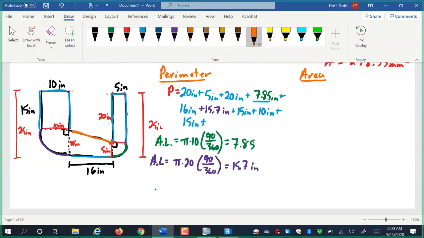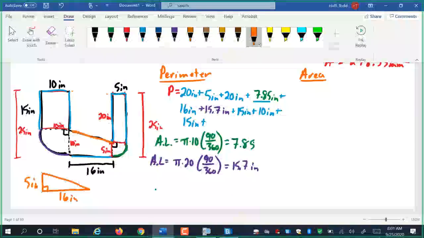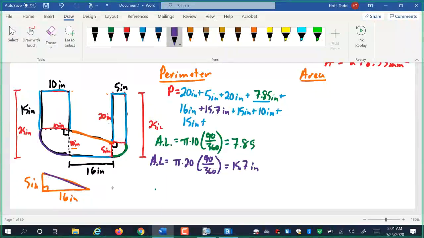this piece here. That piece is part of a triangle. We know this is 16 inches here, and we know this is 5 inches here. That's the difference between the 10 and the 5. So that hypotenuse is 5 squared plus 16 squared equals, I'll call it just x for now, x squared.